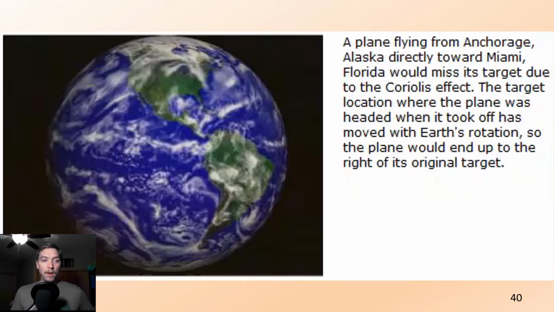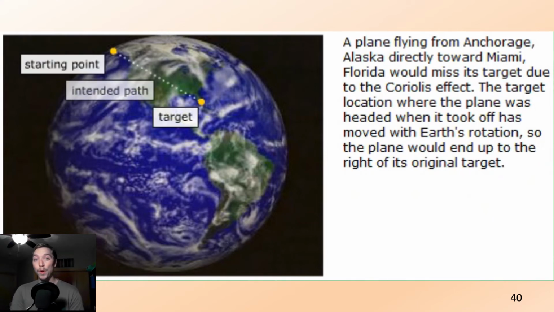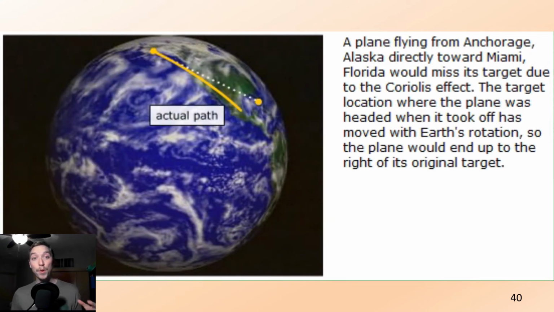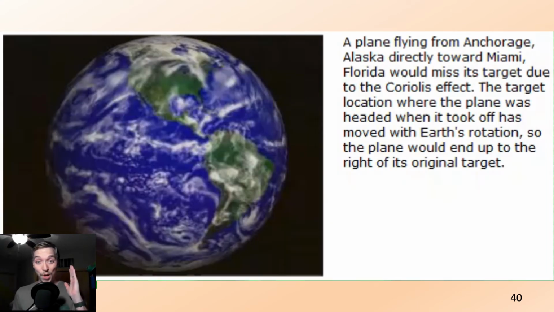So here, if a plane was flying from Anchorage, Alaska directly towards Miami, Florida, would it miss its target due to the Coriolis effect? Yeah, it would. The target location where the plane was headed when it took off moved with Earth's rotation. So if the plane just flew directly at it, it would end up right of its actual intended target.